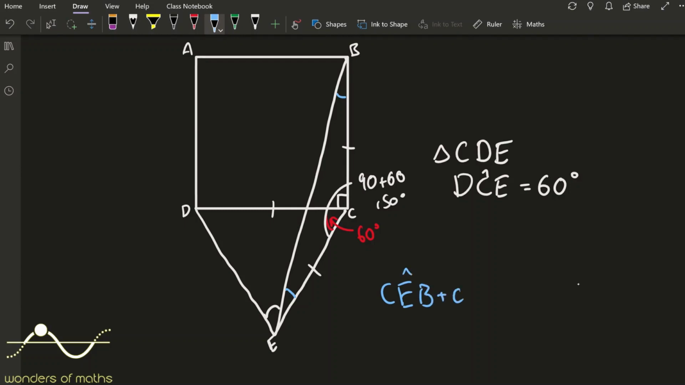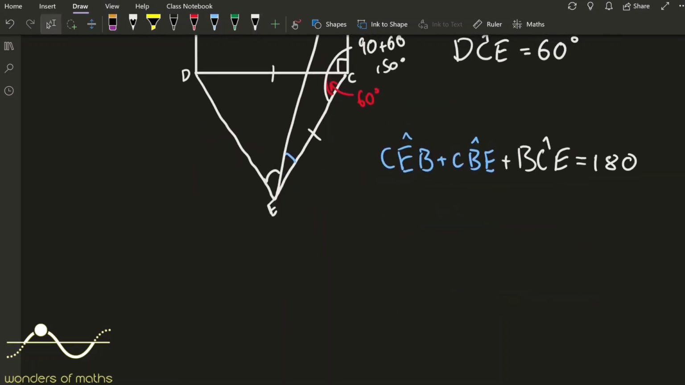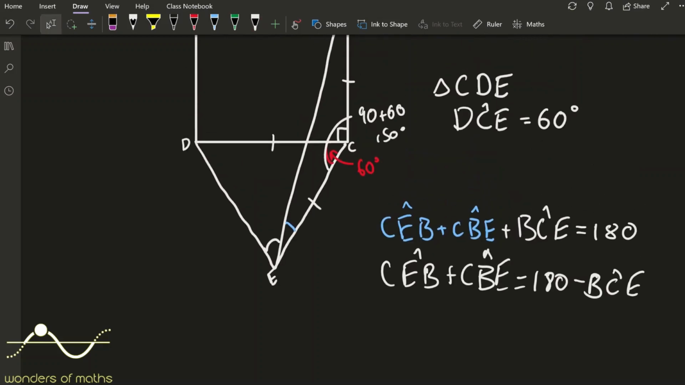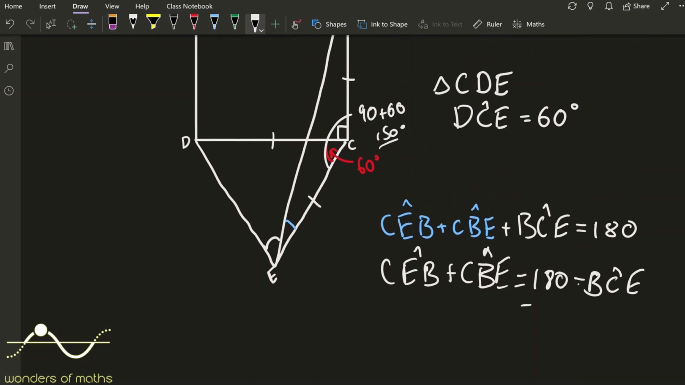we know that CEB plus CBE plus BCE has to equal 180. So CEB plus CBE equals 180 minus BCE, which we know from before is 150 degrees, so 180 minus 150, which is equal to 30.